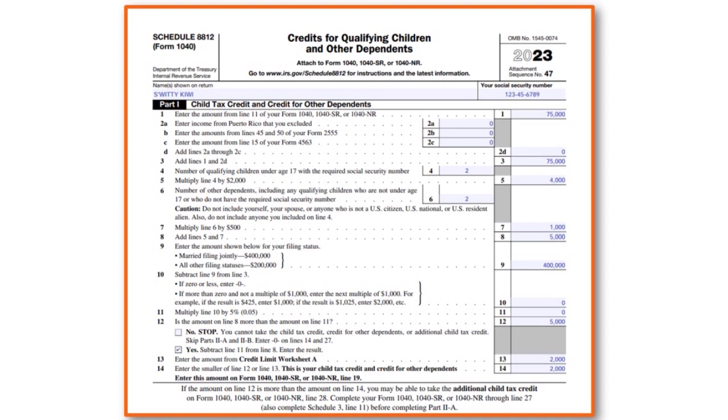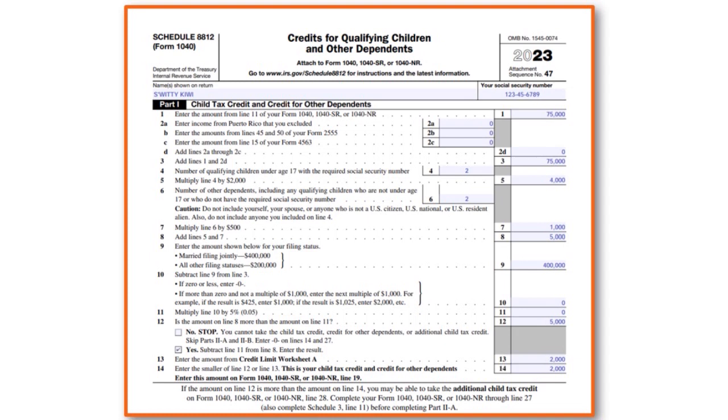And here for the number of qualifying children under age 17, we put 2. Again, this is a hypothetical scenario though. So line 4, we put 2. And when you multiply everything, following the instructions, on line 5 you have 4,000. So you multiply 2 by 2,000, you have 4,000. And line 6, you have 2 also. And line 7, when you follow the math here, you have 1,000. And so when you add line 5 and 7, you have 5,000. In other words, when you add 1,000 to 4,000, you have 5,000.